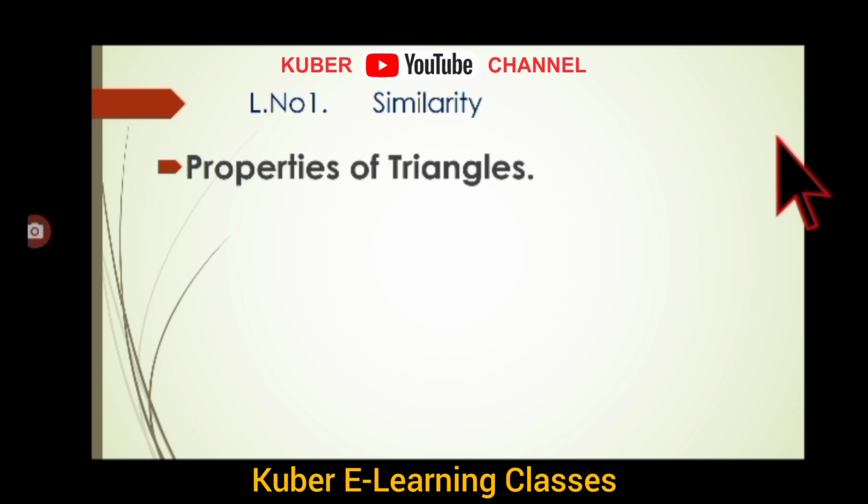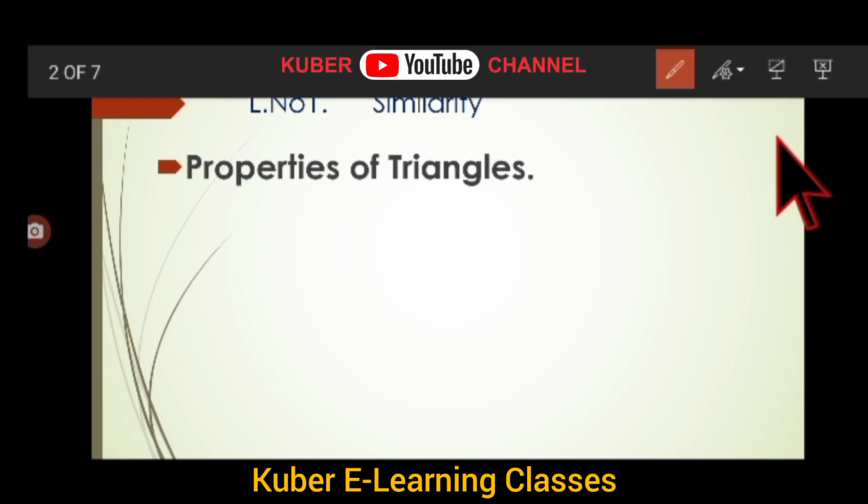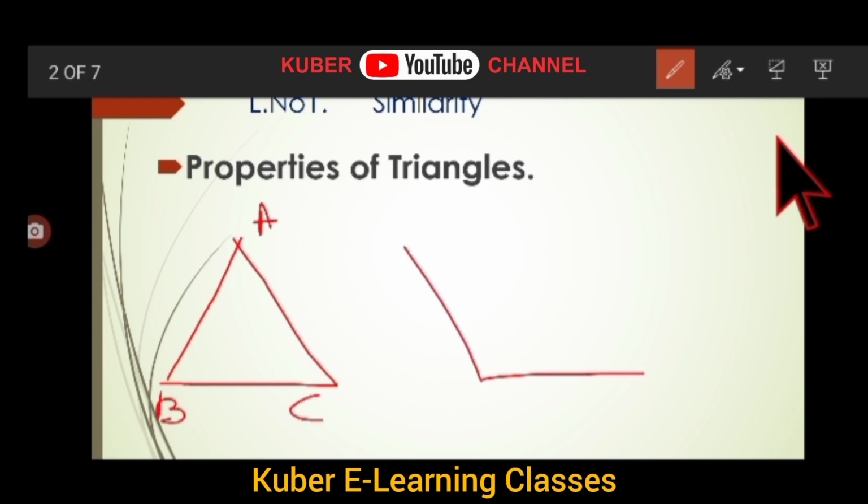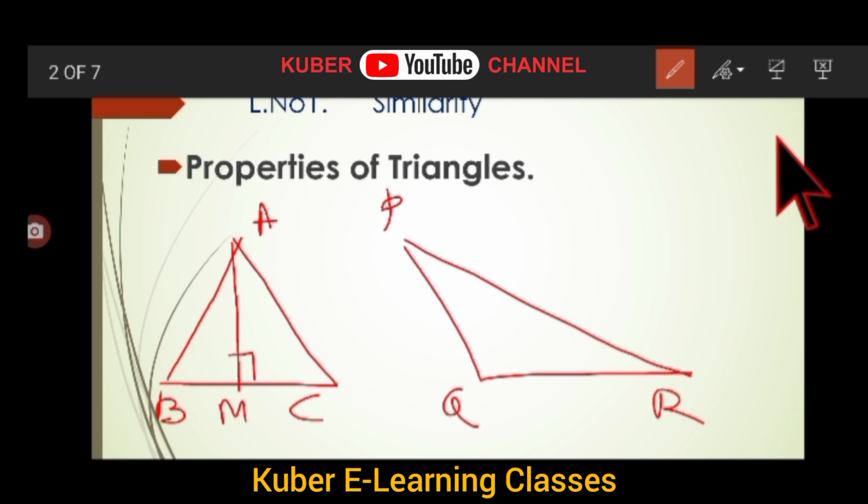So see here. First I will take two triangles. Here is one triangle, triangle ABC, and this is another triangle, suppose PQR. In triangle ABC, suppose AM is the height. As triangle PQR is an obtuse-angled triangle, its height we can show outside. Suppose PS is the height of this triangle.